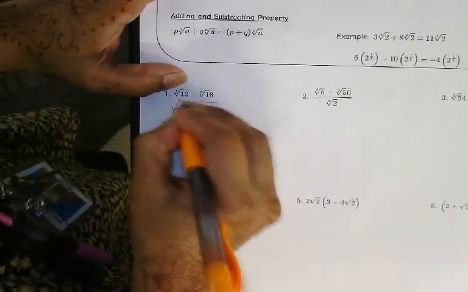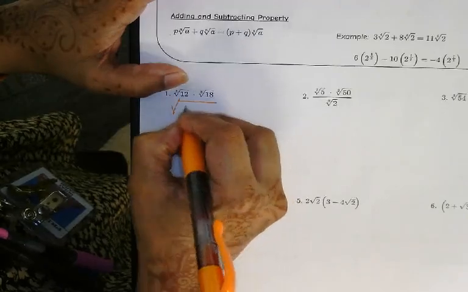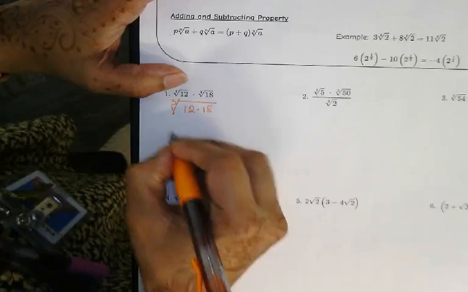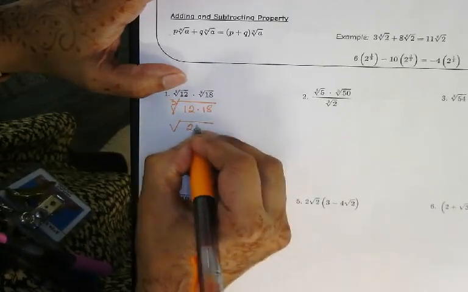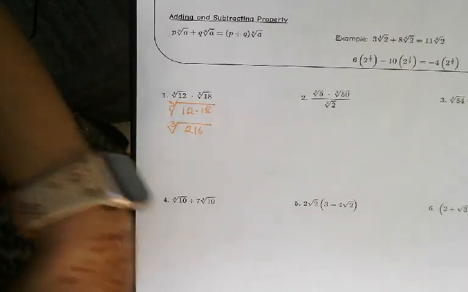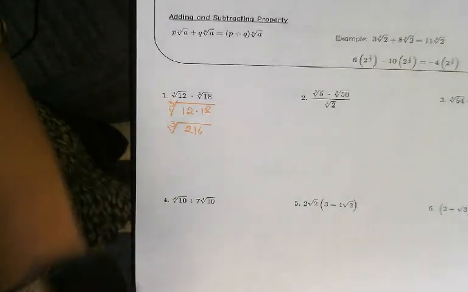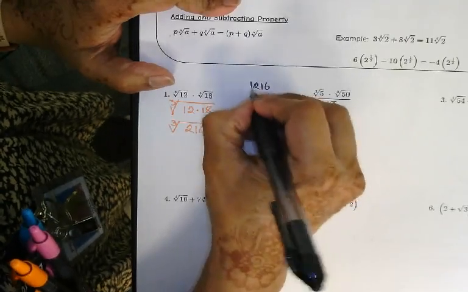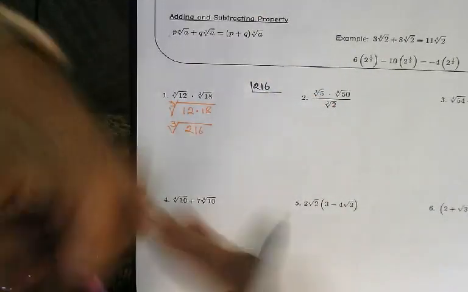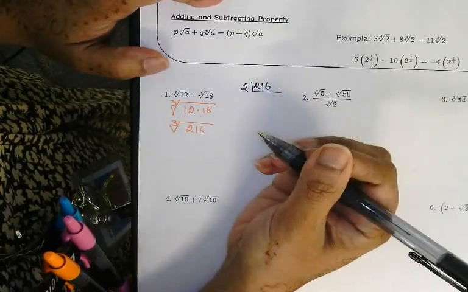So tell me, what do you get if you multiply 12 times 18? 216. So we're going to write that one down. Now we're going to try to factor it, and bring it to a perfect cube number. So let's write down 216. What is the smallest number you can divide with? 2. All right. What do I get?